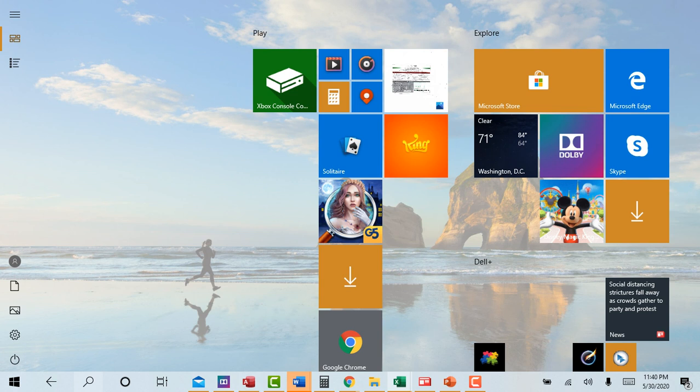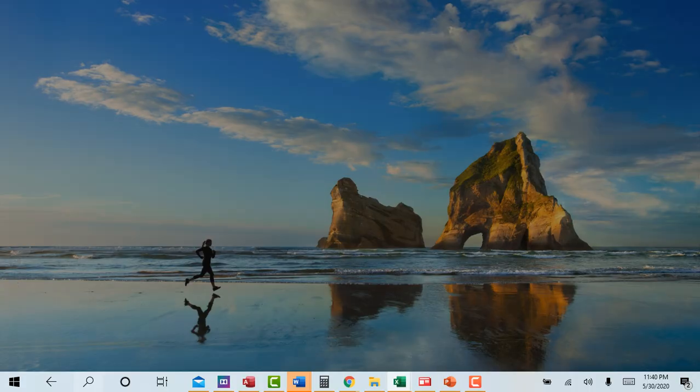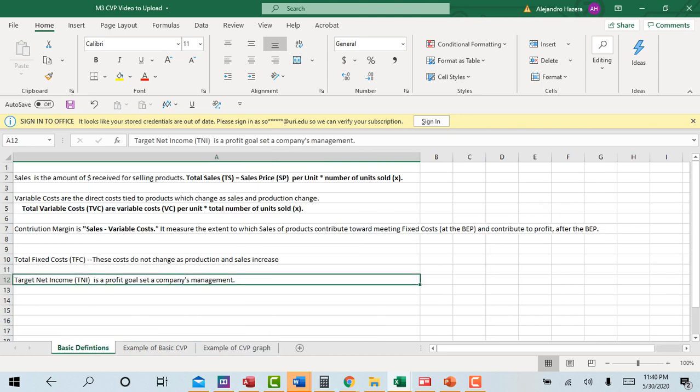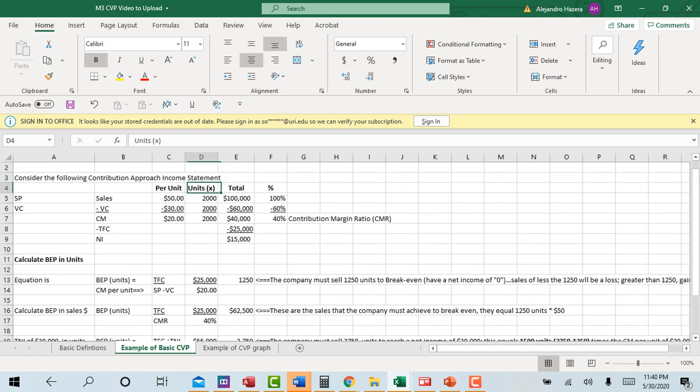In the first video, we had been working with a spreadsheet. We had been building a spreadsheet here. At first I gave you some basic definitions of cost, and a situation where we used cost, volume, profit to compute the break-even point for this company. But this was the data, basically.